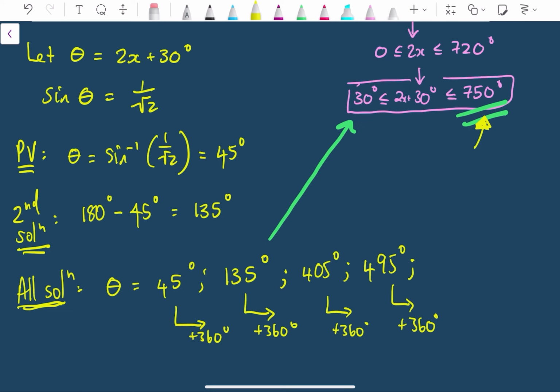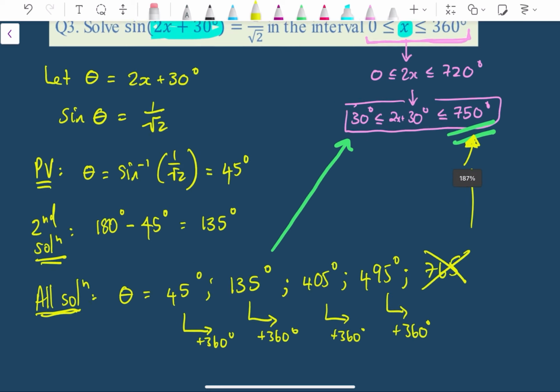So 405 plus 360 already gives me an answer greater, 765. So I know I am done. I've found all my answers in the correct period from 30 to 750.